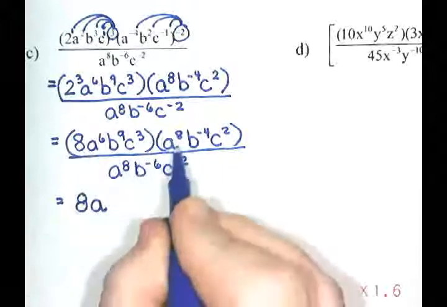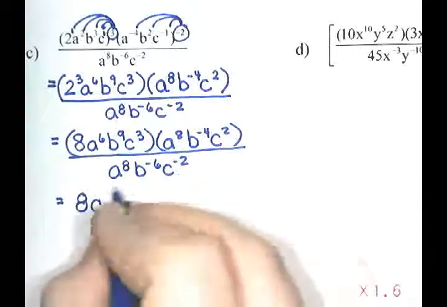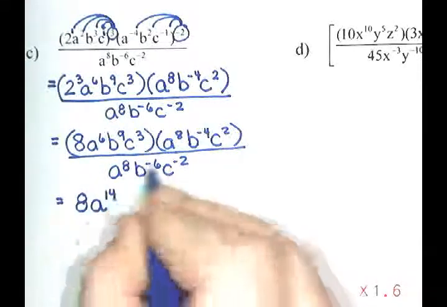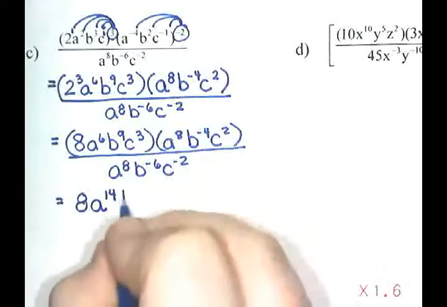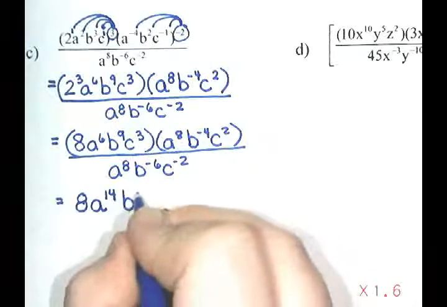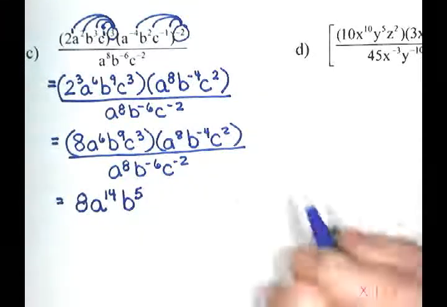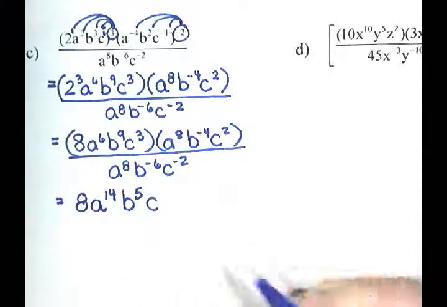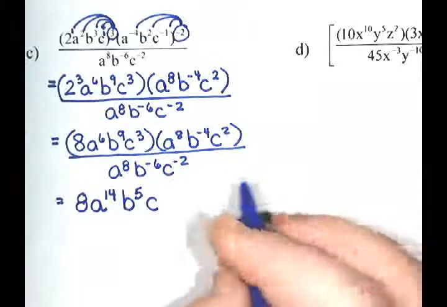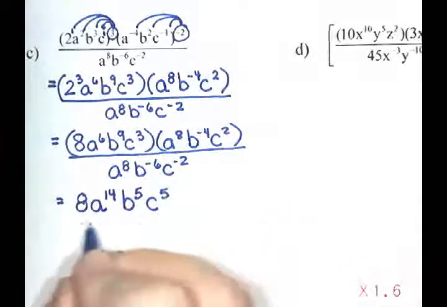So a to the 6 times a to the 8, we get a to the 6 plus 8, which is 14. B to the 9 times b to the negative 4 is b to the 9 plus negative 4, which works out to be b to the power of 5. And then c to the 3 times c to the 2, we add them together. 3 plus 2 is also 5.